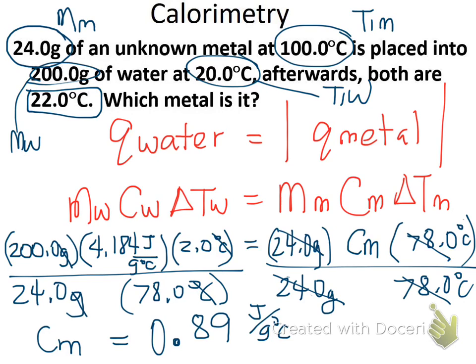However, this is not what the question is asking you to find, is it? No. We still need to check our little chart. And so what I'm going to do is pull up the chart from our opener. And if you look on this opener chart, we can check which one is closest to 0.89. And this happens to be aluminum.